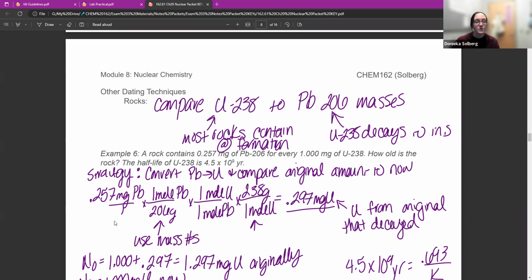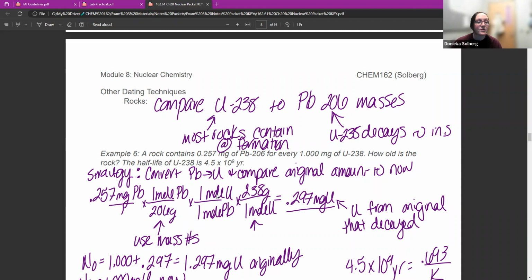Simple dimensional analysis problem. I have in my sample 0.257 milligrams of lead. I just left it in milligrams. Convert to moles. So I did 206 grams. Notice I did not pull the number off of the periodic table, and that is because lead-206 has a mass of 206. It's a specific isotope. It's not an average sample from the periodic table. Okay, so 206 to 1 mole.